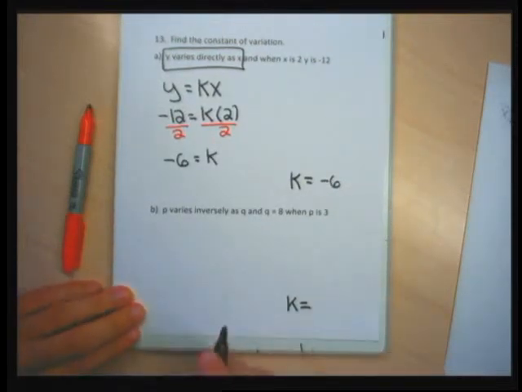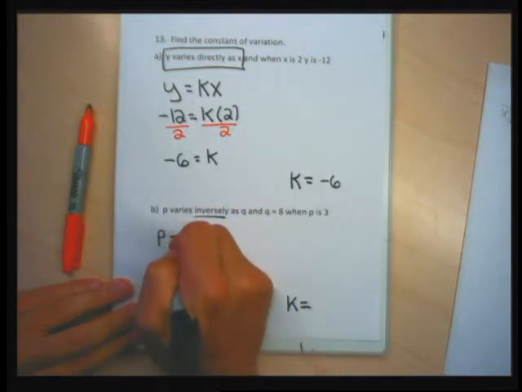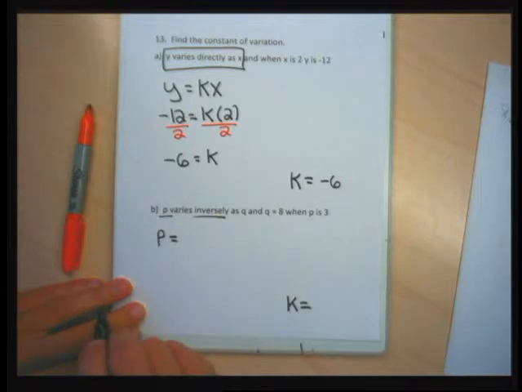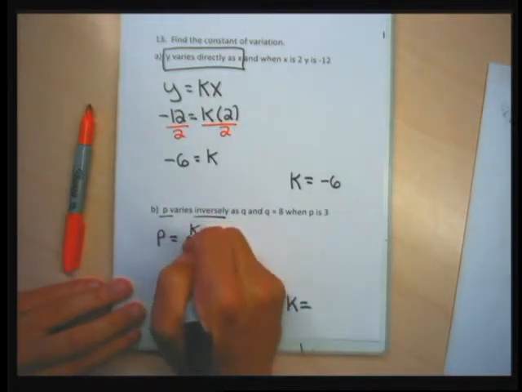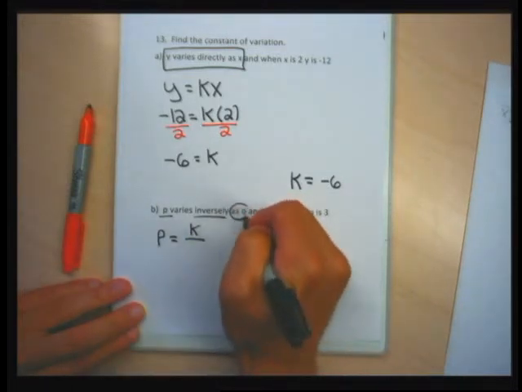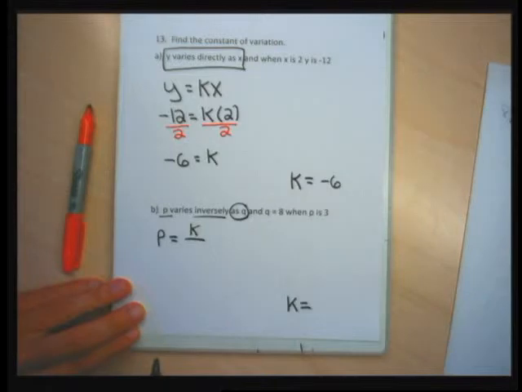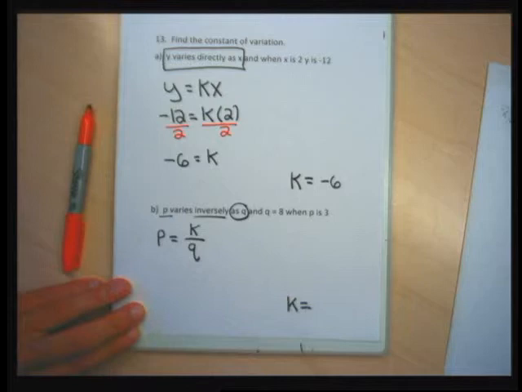Part B is the first time I see inversely. Inversely, I know I need a fraction with a k in the numerator. The first letter I see in the problem is p, so I write it followed by an equal sign. I form a fraction with a k in the numerator because it says varies inversely. The letter that goes in the denominator is a q, and it doesn't need an exponent or a radical sign because there aren't any words before the q saying square, cube, square root, or cube root. So I'm just going to throw a q in the denominator.